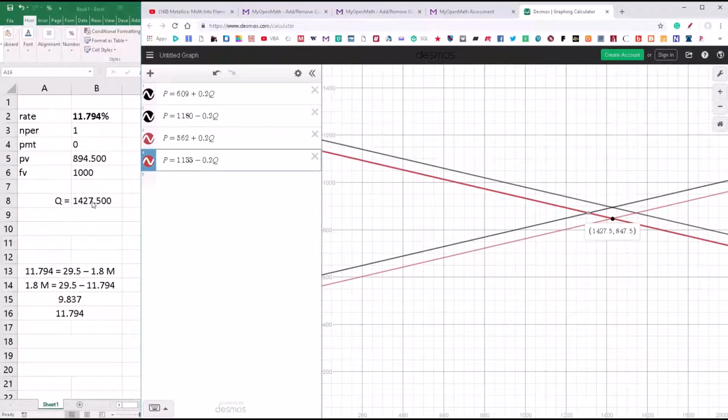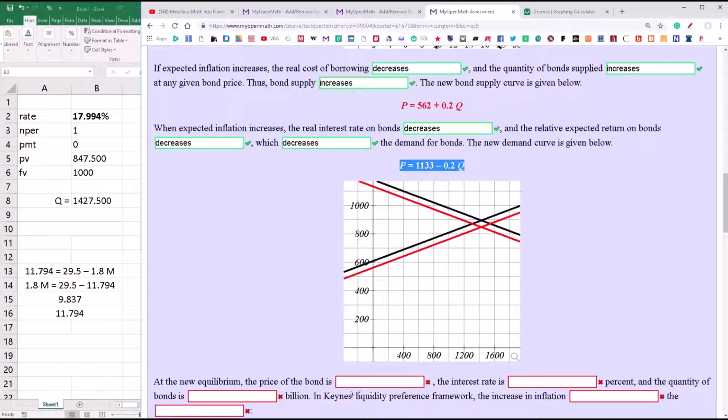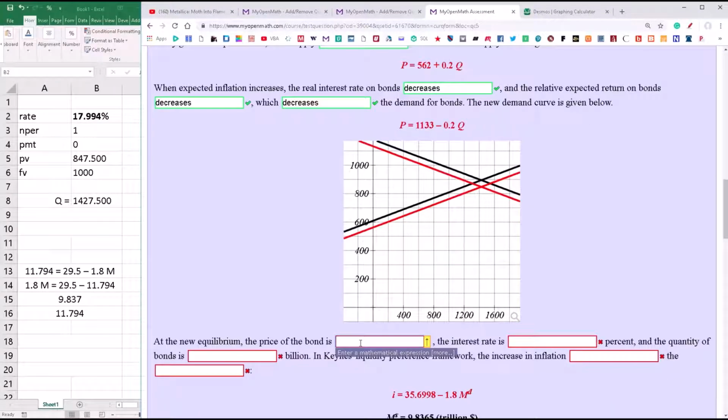Whoa, that's weird. The quantity is exactly the same, but the price has fallen down to 847.500. That causes the rate to increase to 17.994%. So at our new equilibrium, the price of the bond fell to $847.50. The interest rate increased to 17.994%. And the quantity of the bond is the same as it was before.